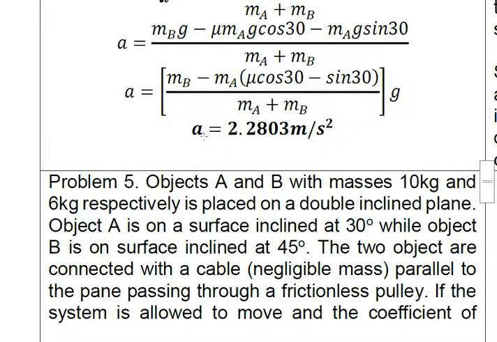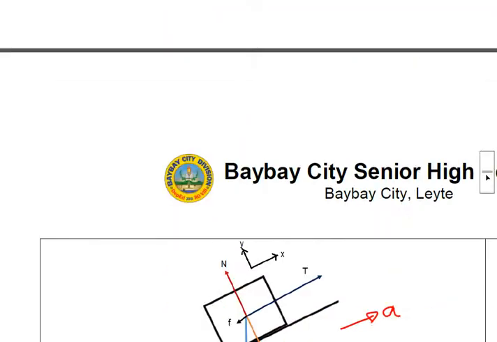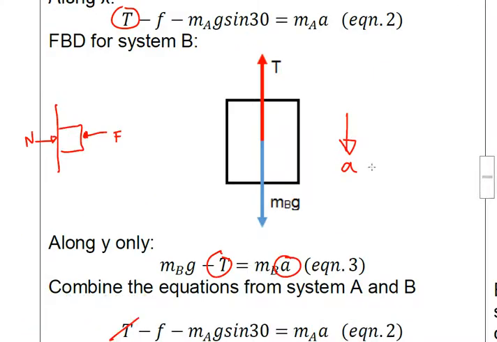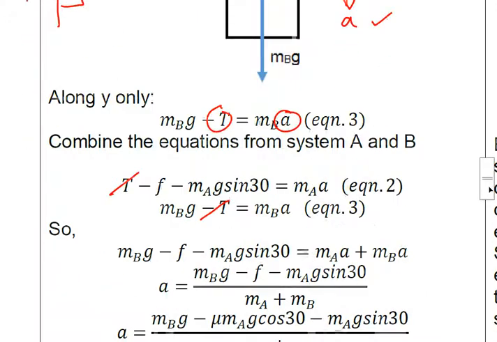Notice that a is positive, so you have 2.2803 meters per second squared. Since this is positive, the assumption of the direction of the acceleration is correct. Meaning to say that block A will accelerate in this direction, and of course block B will accelerate in this direction. That is then correct. So our assumption of the direction of acceleration is correct.